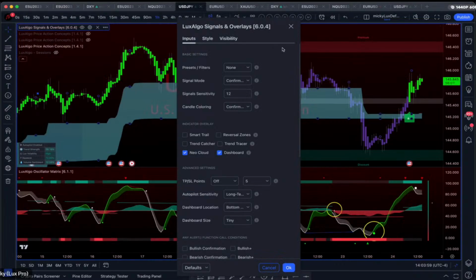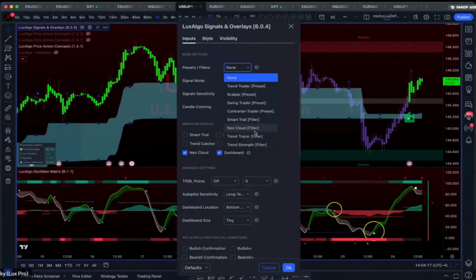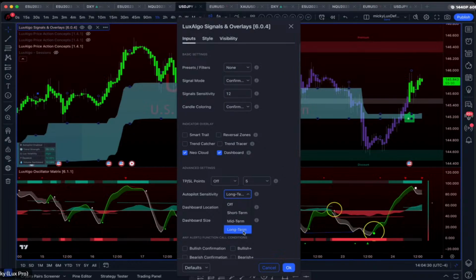So this is my chart and my settings. I don't put a pre-filter, presets or filters. You could. If I'm trading with NeoCloud, I could change this to NeoCloud filter: just show me longs whenever it's a bullish NeoCloud, show me shorts only when there's a bearish NeoCloud, right? But I like to see both, up and down. Since I have the auto sensitivity on long term, I'm not going to get that many signals, so I want to see both anyway, longs and shorts.